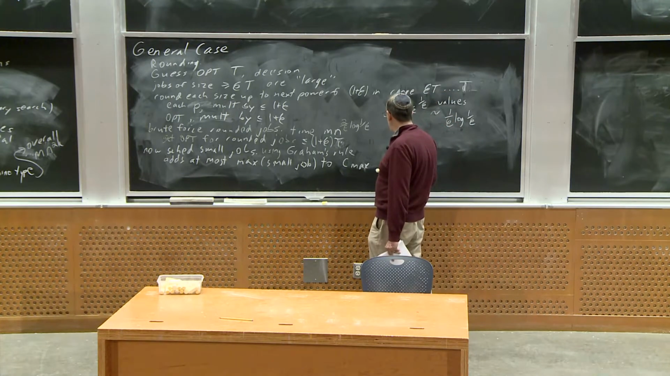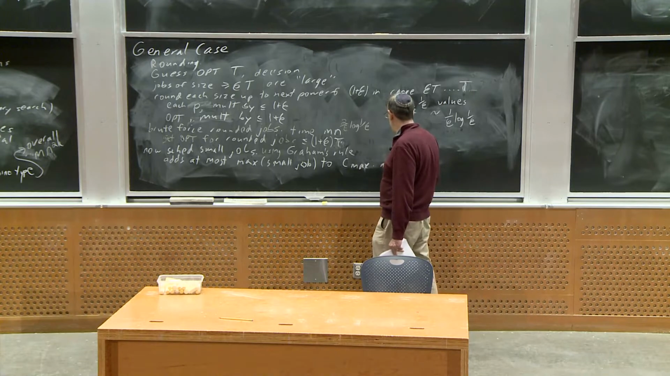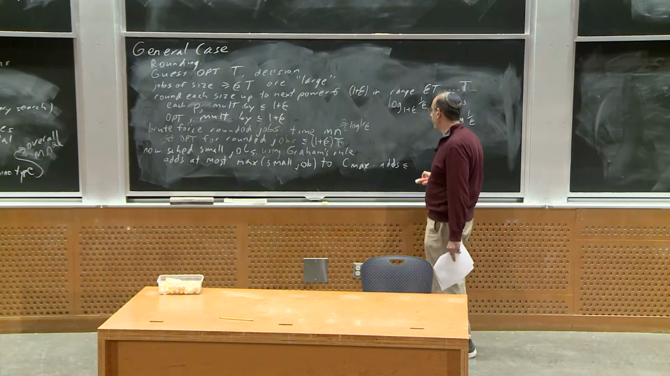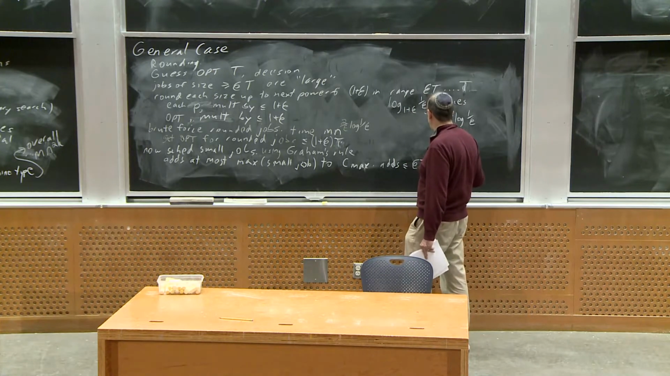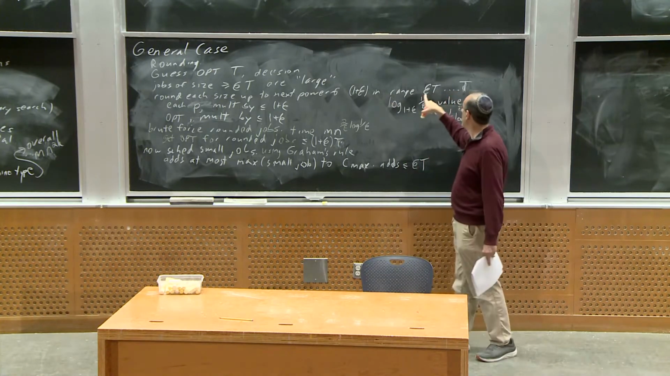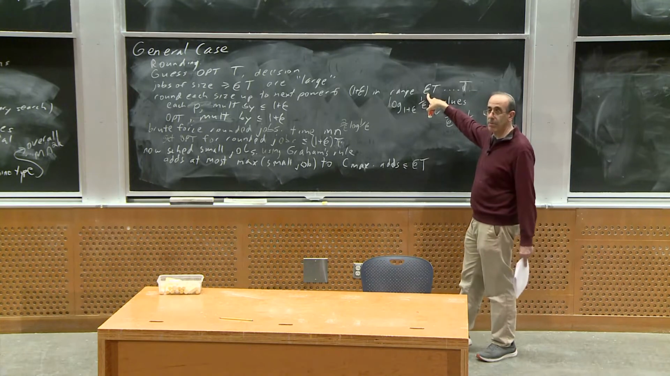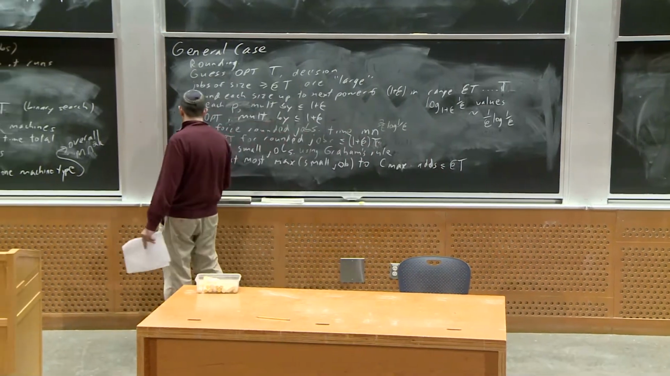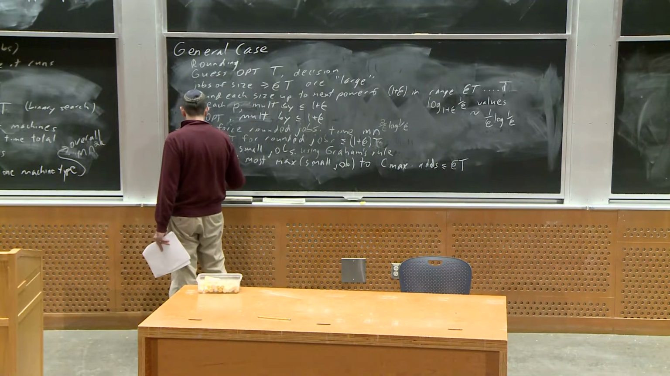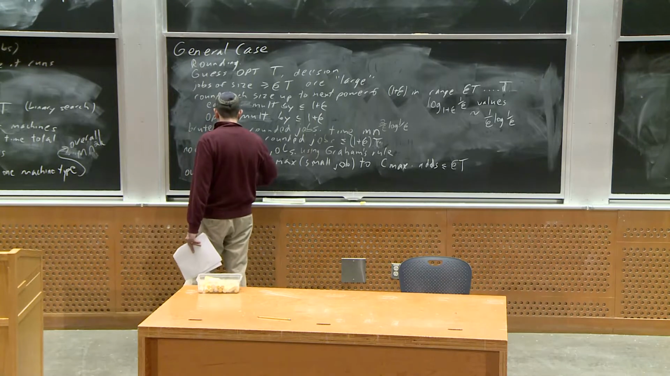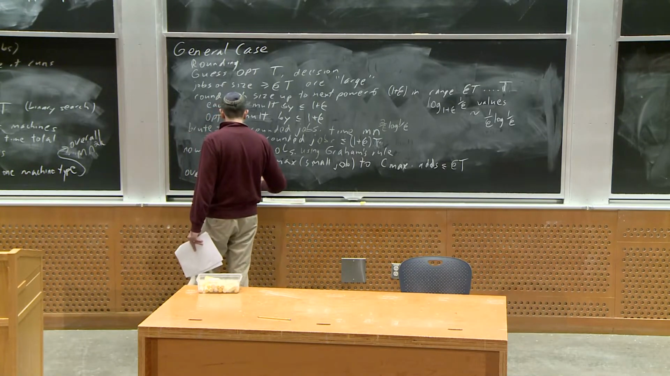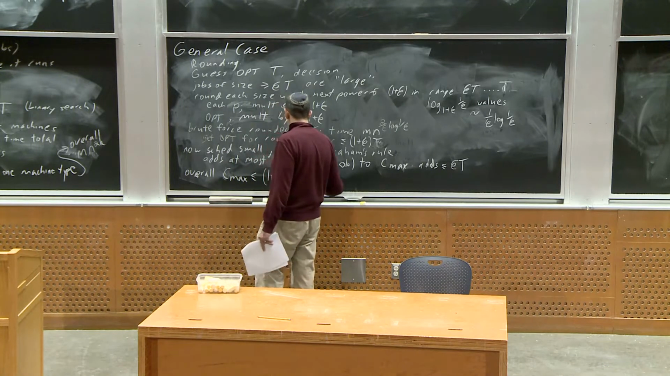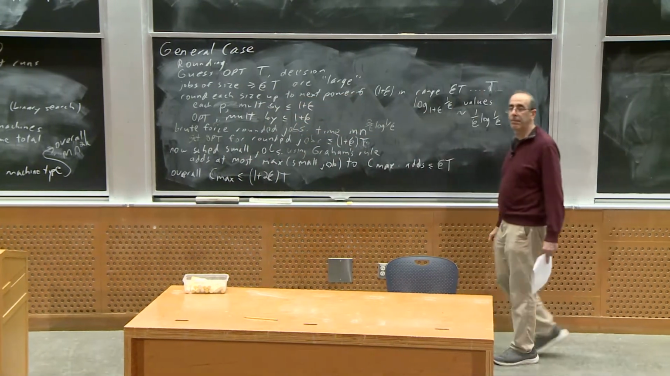So that means that you are adding at most another epsilon t, right? Because the small jobs, the only jobs we have left are of size at most epsilon t. Okay? So that means that overall, your completion time Cmax is at most 1 plus 2 epsilon times t.